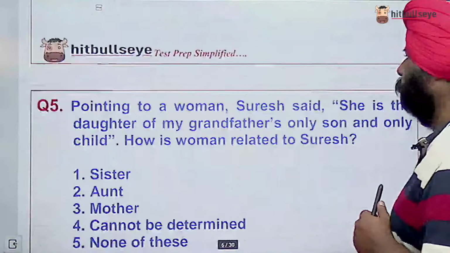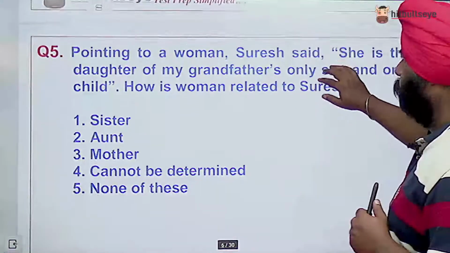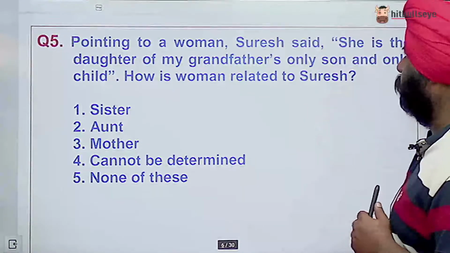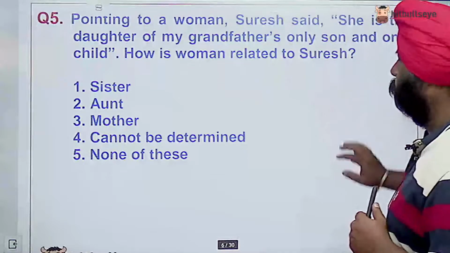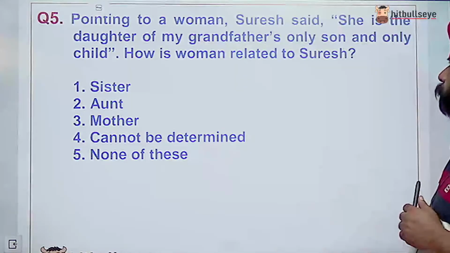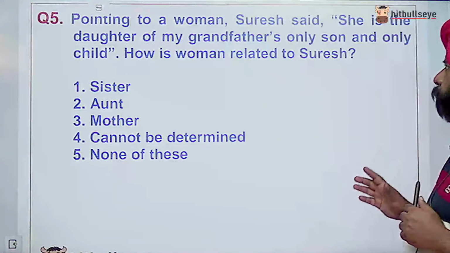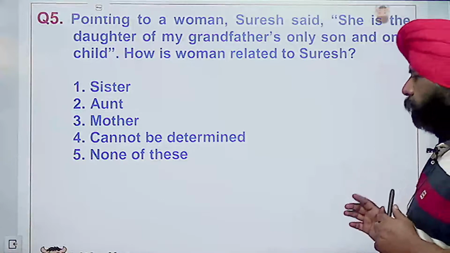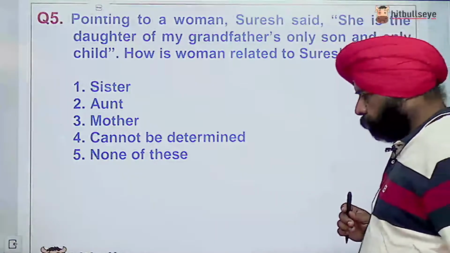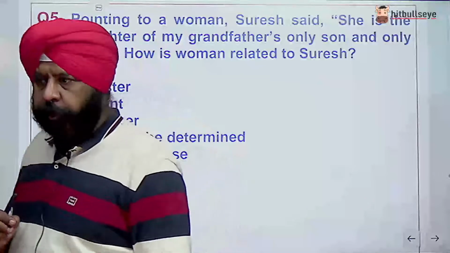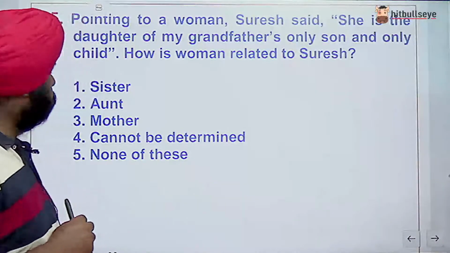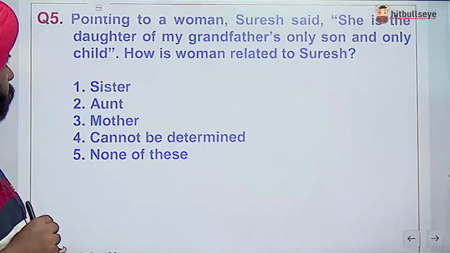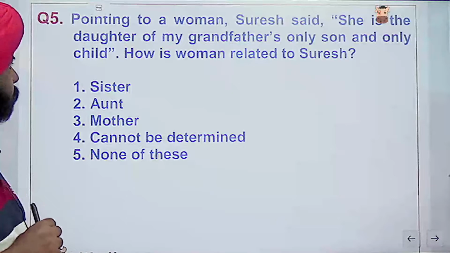Question number 5. Pointing to a woman, Suresh said she is the daughter of my grandfather's only son and only child. How is the woman related to Suresh? Guys, take your time. Just read the information carefully.